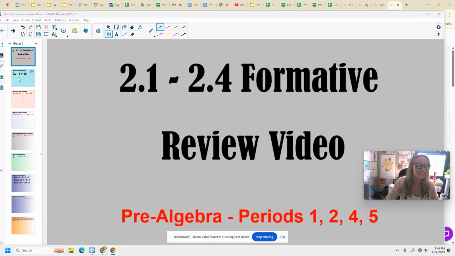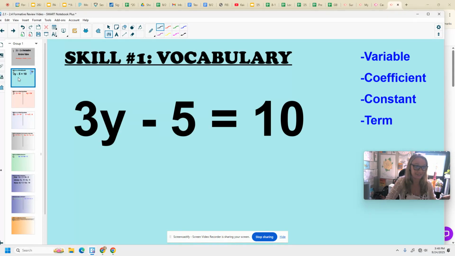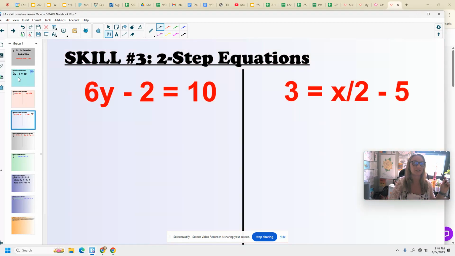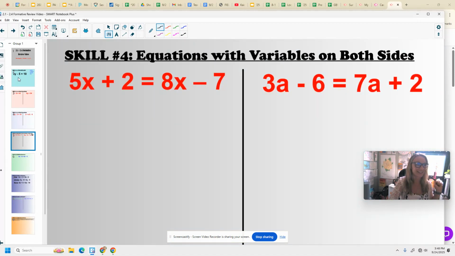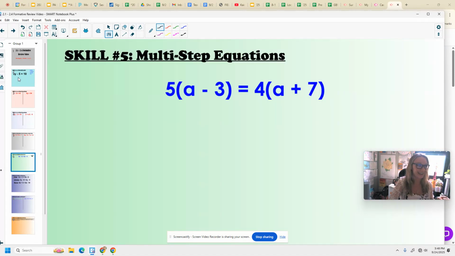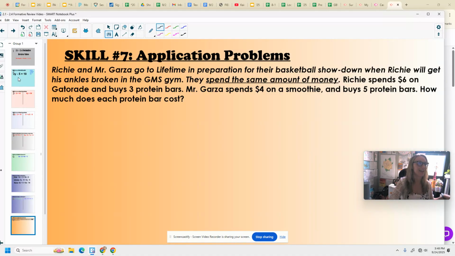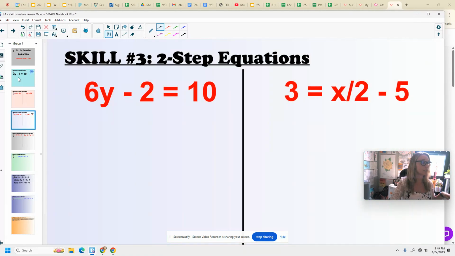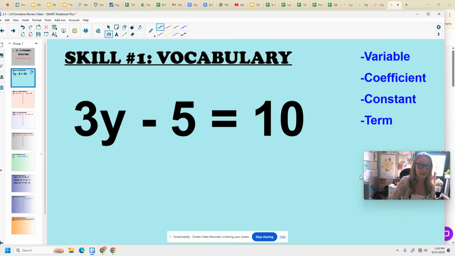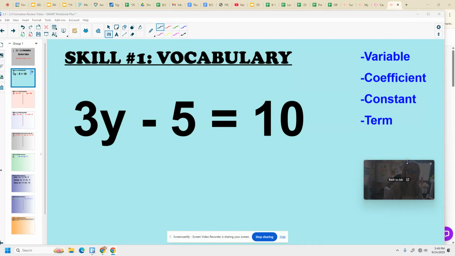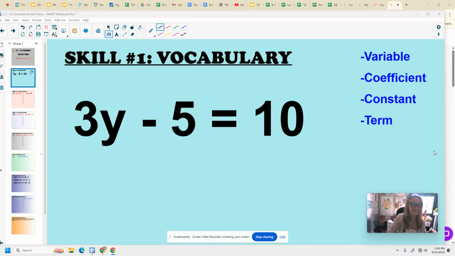The topics that we're going to talk about today are vocabulary. This will be the first part of your quiz. One-step equations, two-step equations, equations with variables on both sides, multi-step equations, number of solutions, and word problems. There's quite a lot, so buckle up everybody, but I promise you this will really help to get you ready for your quiz. So even if you need to skip around to the part that you need the most help on, you do you. Okay, let's get it moving here.